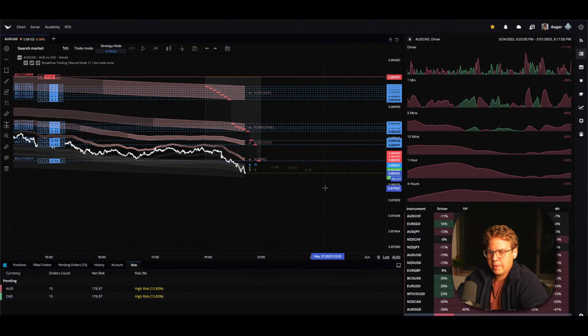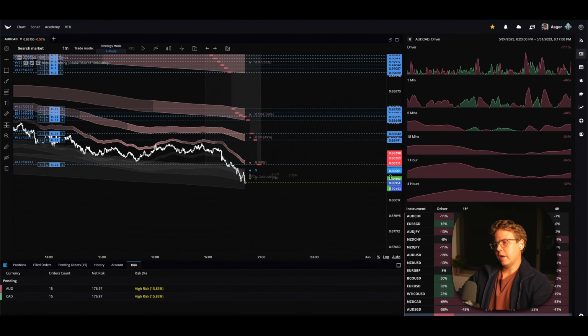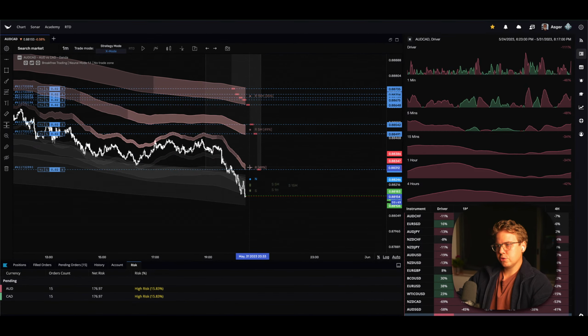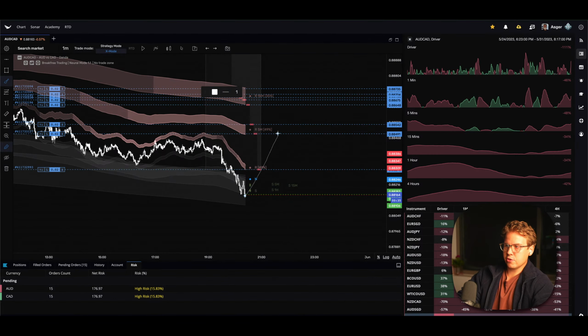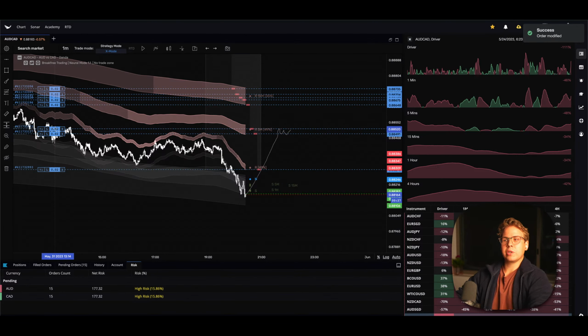How am I making decisions about entry points? Entry points are straightforward. You enter on the edges or in the middle, depending on how many you have. If the market comes up here now, and it's just messing around here like this, I will take this order and move it down and get that entry. I will do that.